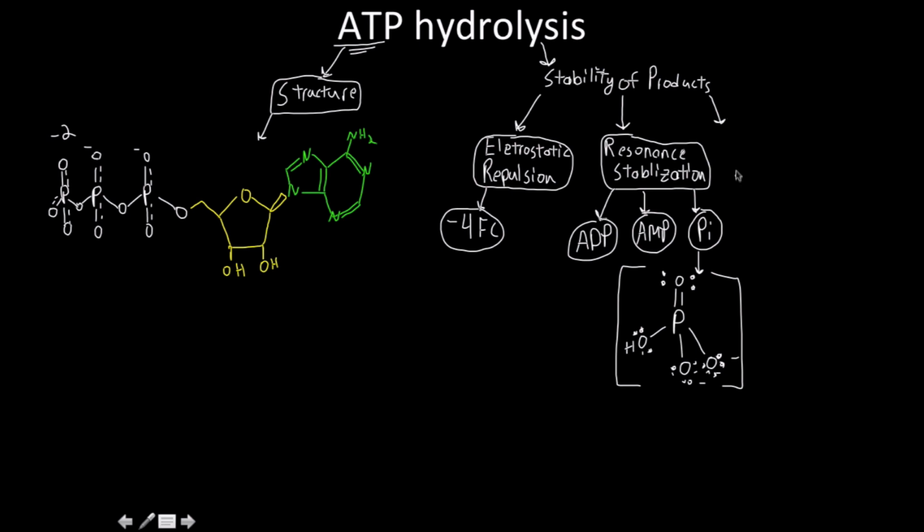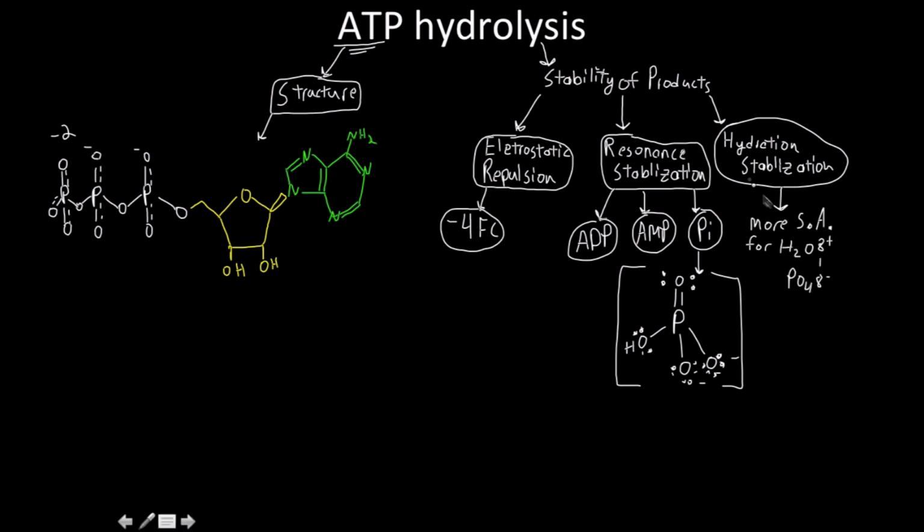And then the last thing that I wanted to mention that really contributes to the stability of your products is hydration stabilization. This connects to resonance stabilization as well, but when we look at the hydrolyzed forms of ATP, either ADP or AMP, this is going to increase the surface area for the partially negative and partially positive ends of the phosphate group and water, respectively, to stabilize the overall structure. The partial positive ends of the water, from the hydrogen dipole interaction, would help to stabilize this.